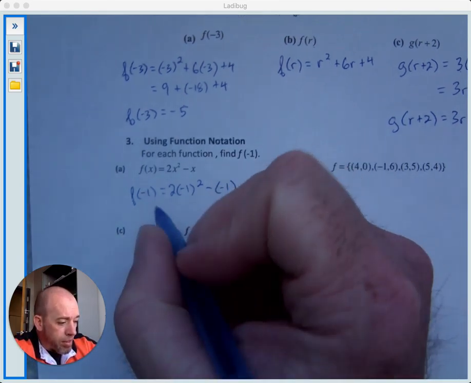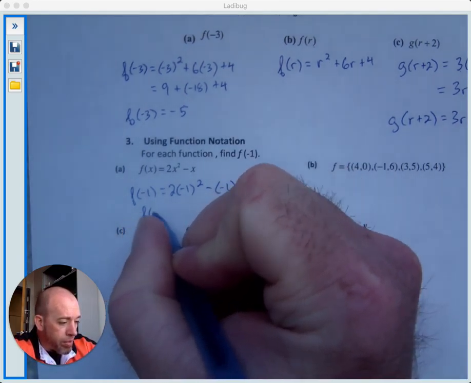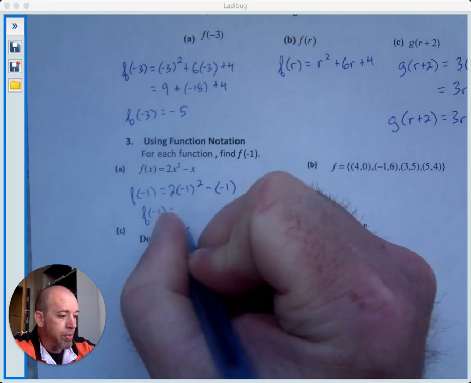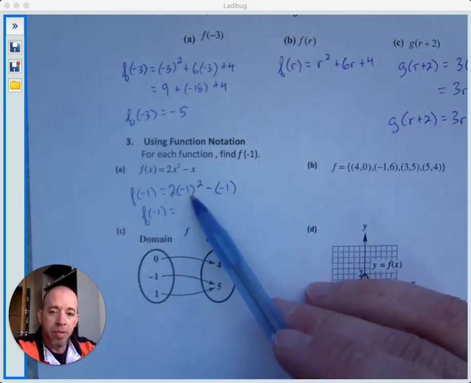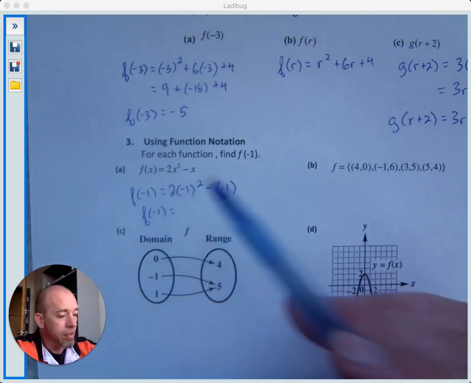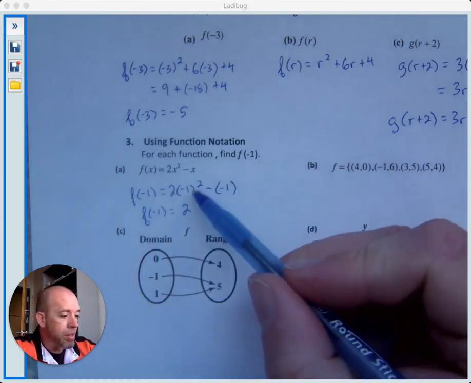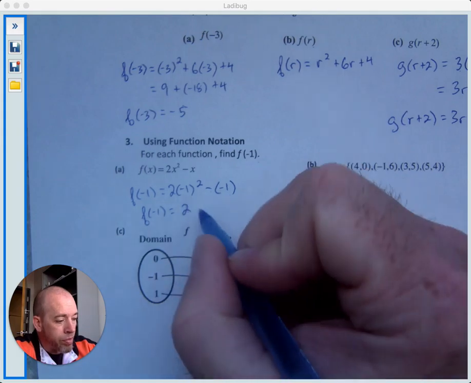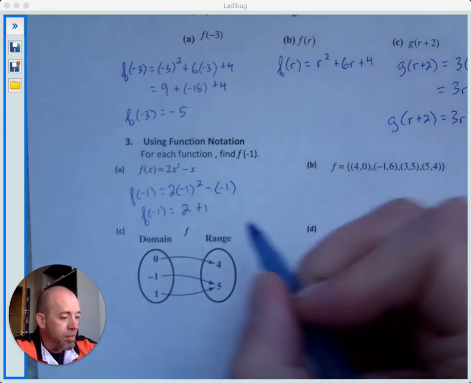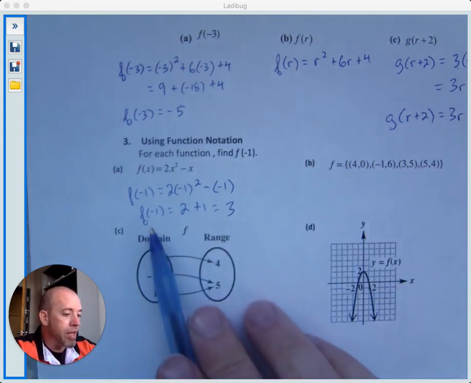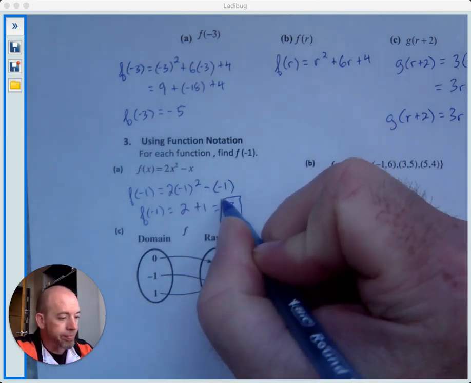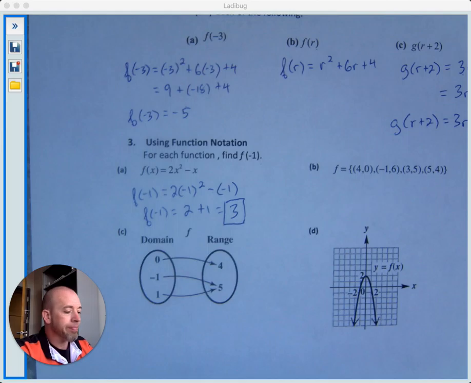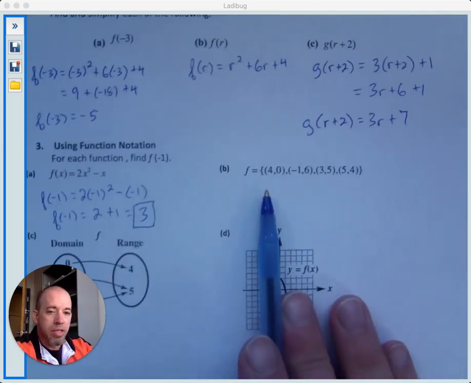All right, so let's see. F of negative 1 then. We could plug this all in our calculator if we wanted to, or we could do it mentally. Negative 1 squared is positive 1. 1 times 2 is 2, right? And then we have minus a negative 1, which is really plus 1. So this is 3. So f of negative 1 is equal to 3. Maybe I'll put a box around it.